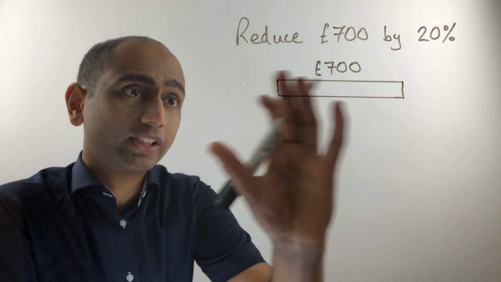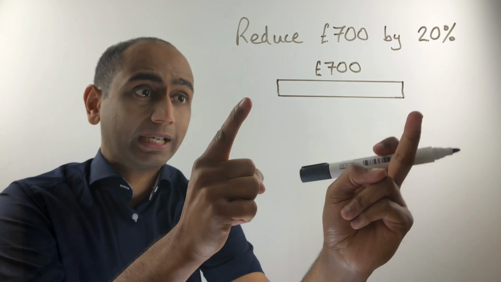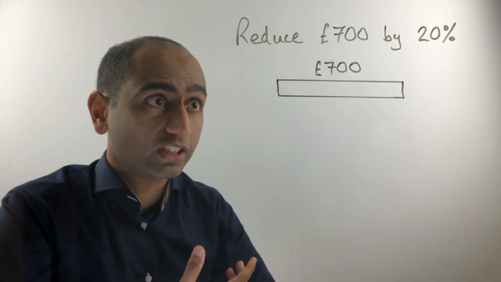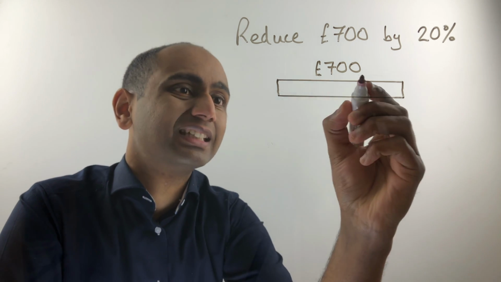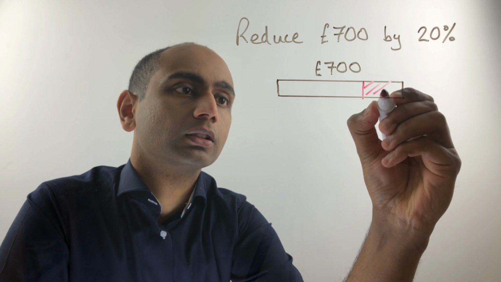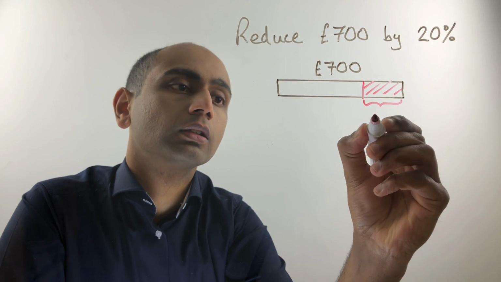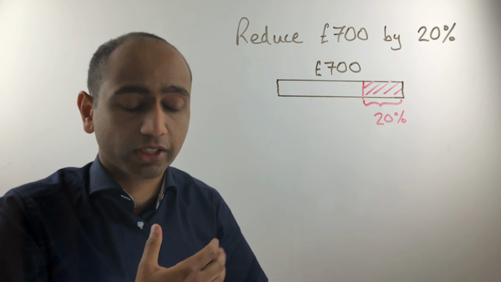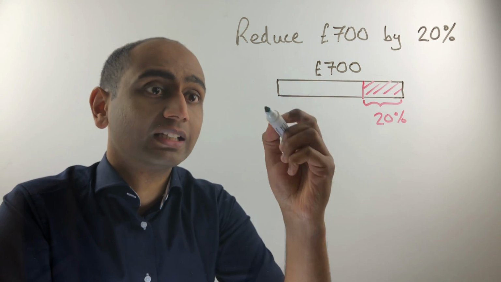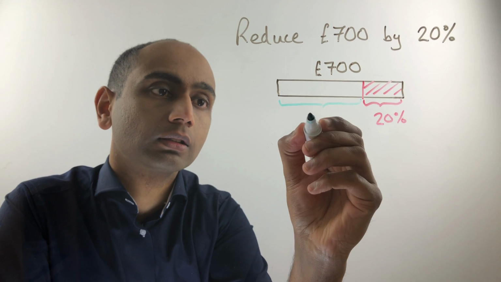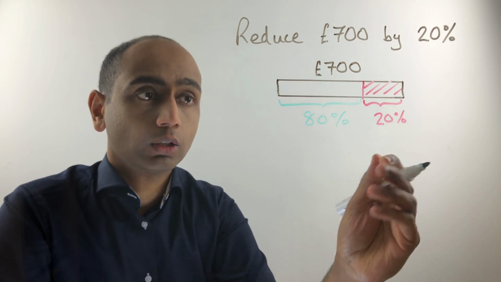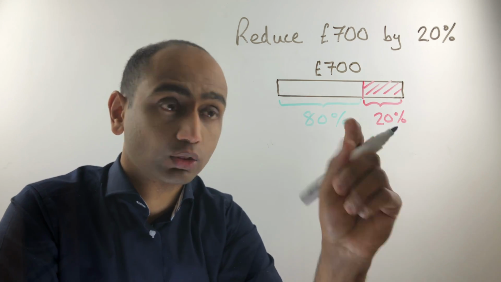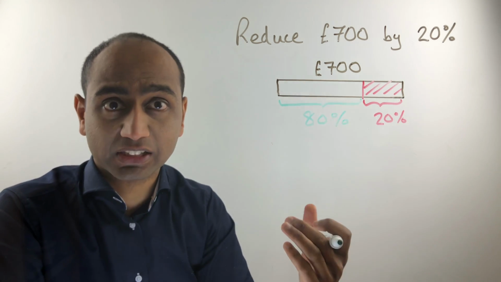So I could look at this question in this way. I've got £700 which I'm representing with this bar, and what I want to do is reduce it by 20%. So I want to get rid of 20%. Now, if I get rid of that 20%, what am I left with? Well, that's simply going to be 80%. We've got the original 100%, and if we do 100% subtract 20%, we're left with 80%.